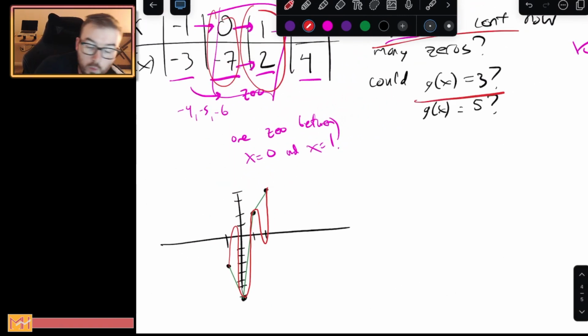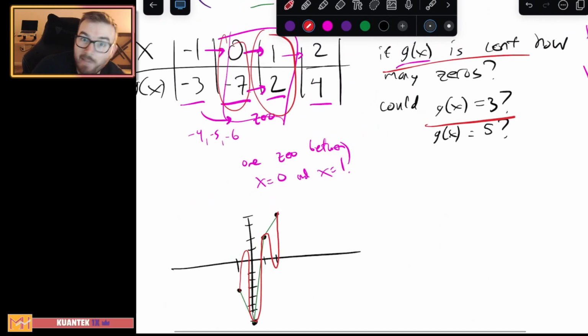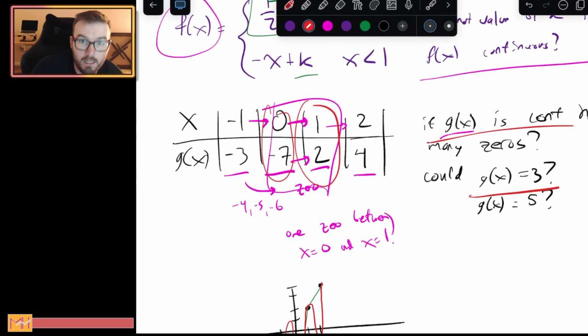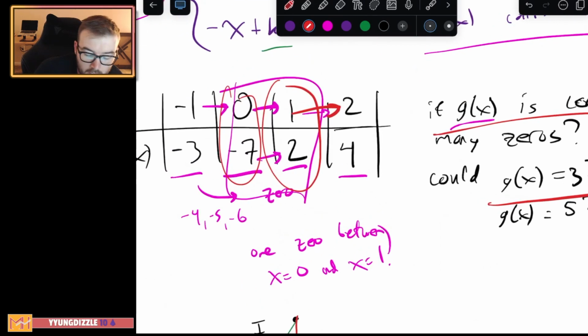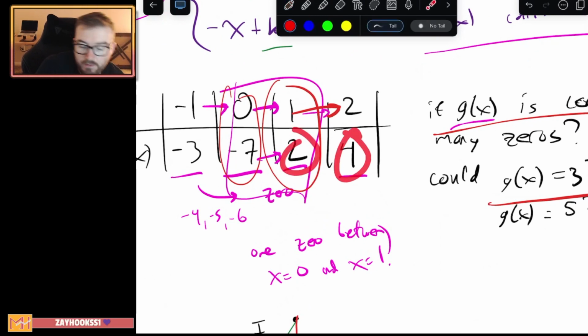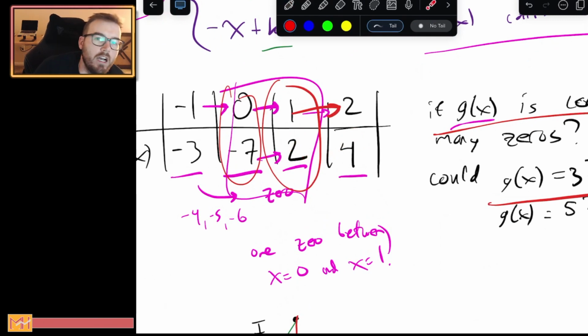So could we be equal to 3? Or must we be equal to 3? Yes, we must be equal to 3 somewhere between 1 and 2. Because if the function equals 2 at some point, and then 4 at a later point, it had to hit 3 as it made its way up to 4.